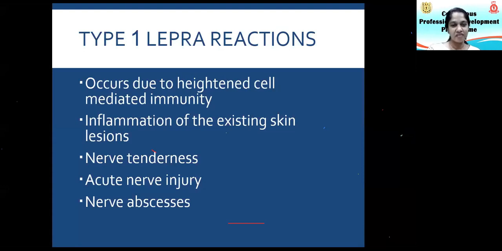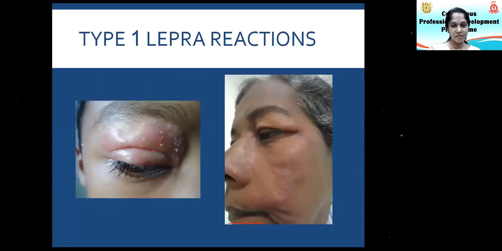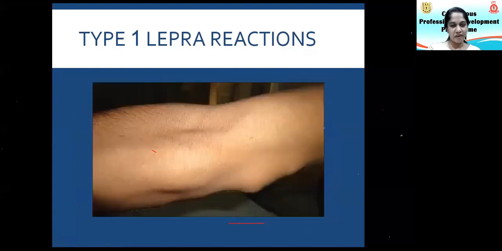And also because these reactions can involve the nerves, there can be nerve tenderness, nerve abscesses sometimes, and even acute nerve injuries leading to muscle weakness. So these are two examples of type 1 lepra reactions. Type 1 lepra reactions are usually common in tuberculoid leprosy and sometimes mid-borderline lesions. This is a nerve abscess involving the ulnar nerve.